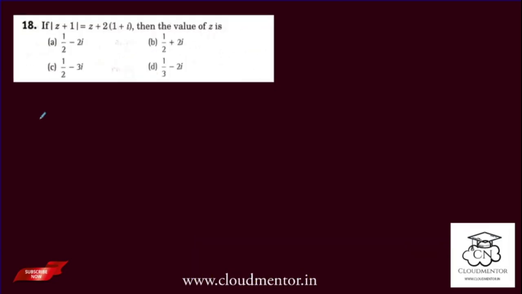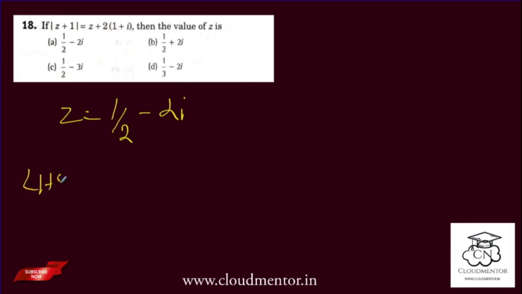If modulus of z plus 1 equals z plus 2 times (1 plus i), then the value of z is dash. We can do this problem by assuming any of the options as z, then substituting that in the LHS and RHS. If the LHS and RHS are the same, then that option is the right answer. First I am taking option A as z, so z equals 1 by 2 minus 2i, and applying that z in the LHS.